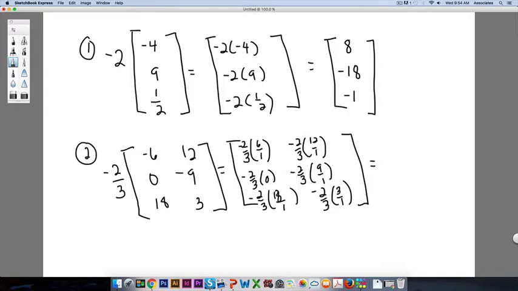Let's see. 3 goes into 3 one time and into 6 twice. Negative 2 times 2 is negative 4. 3 goes into 3 once and into 12 4 times. Negative 2 times 4 is negative 8. Anything times 0 is just 0. 3 goes into 3 one time and into 9 3 times. So negative 2 times 3 is negative 6. Here we've got 18, so 3 goes into 3 once and into 18 6 times. Negative 2 times 6 is negative 12. Here the 3's just cancel, and I get negative 2.